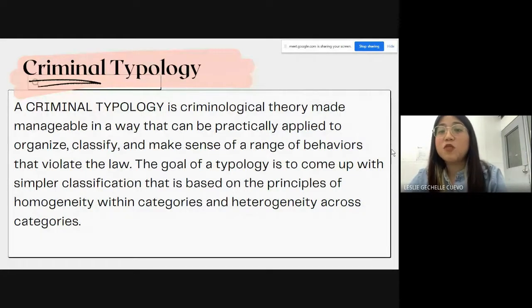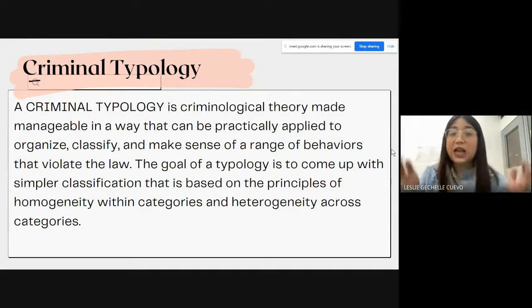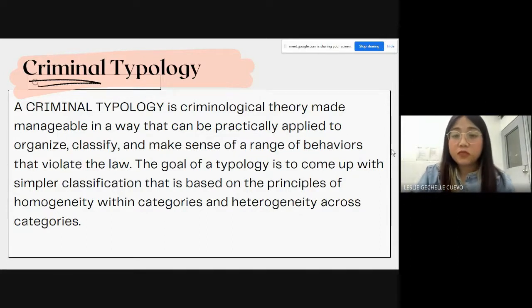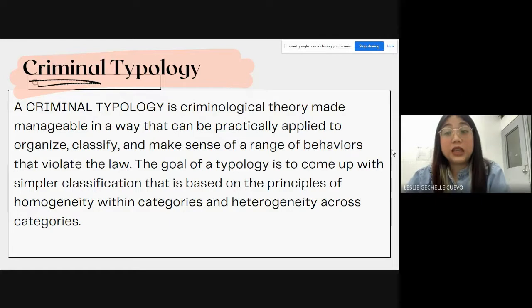So the goal of a typology is to come up with a simpler classification that is based on the principles of homogeneity within categories and heterogeneity across categories. But when we say homogeneous, homo means one. Ibig sabihin may isang katangian lang sila na meron silang lahat. Kumbaga, pare-pare sila ng katangian. And then heterogeneous means many or different, magkakaiba. So, you can easily compare the things you categorized. So, you will be able to do it easier.